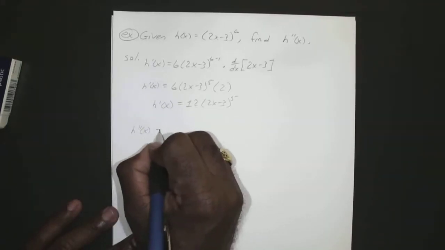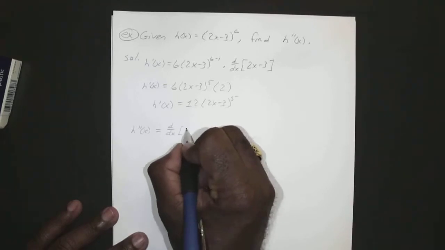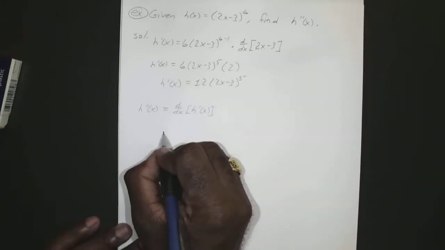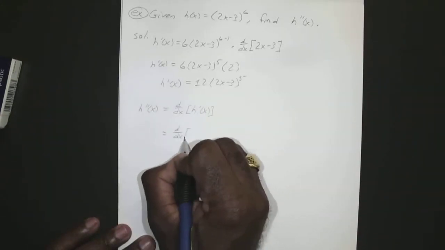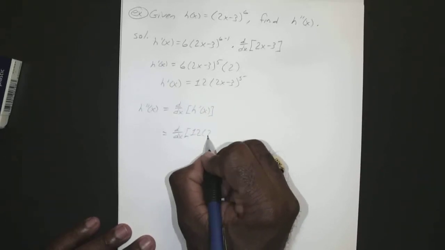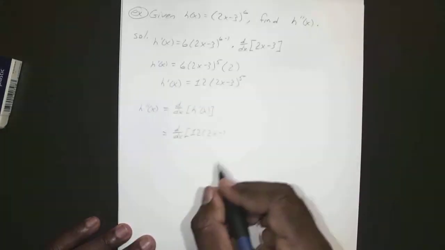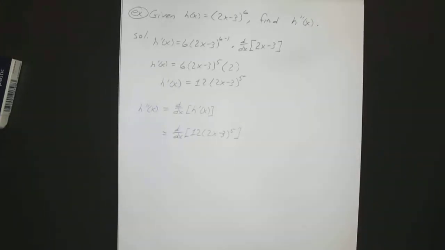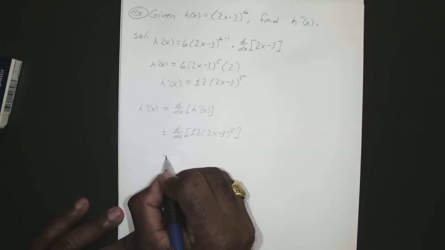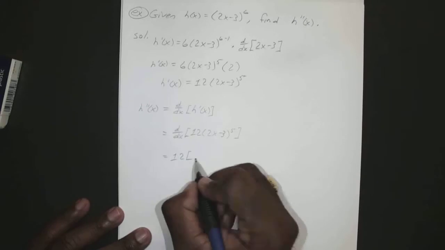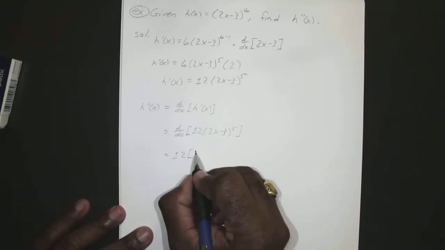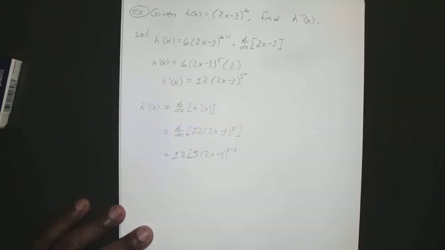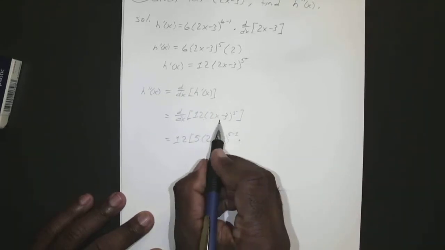So our second derivative, we make that equal the derivative of 12 times (2x minus 3) to the fifth, we'll make that a little neater. Okay, so we can actually just factor out that 12. So we go ahead and bring down our 5 times (2x minus 3), and we subtract 1, times the derivative of what's inside.